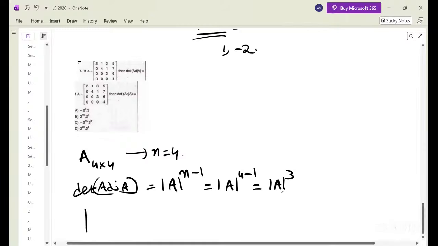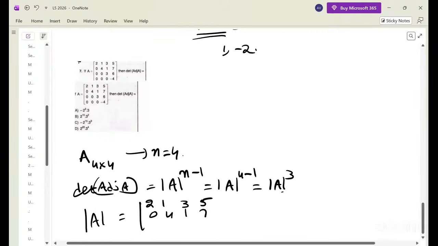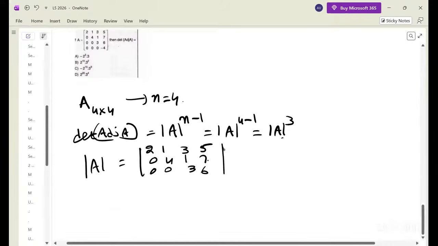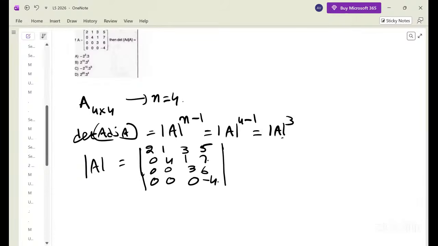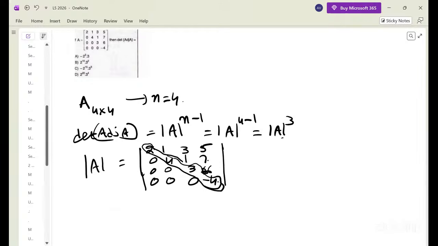Here, determinant of A. This is 2 1 3 5, 0 4 1 7, 0 0 and so on. It is upper triangular. Then I want to teach them the shortcut. What we observe is, as somebody said, this is the principal diagonal. 2, 4, 3, minus 4 is the principal diagonal. Below the principal diagonal, all the elements are zeros.